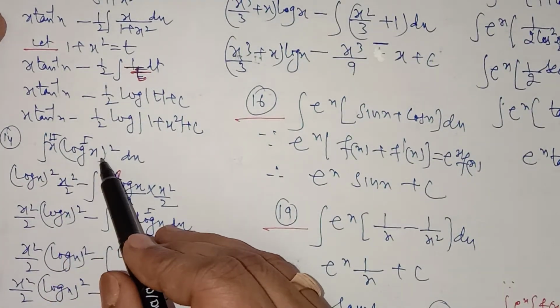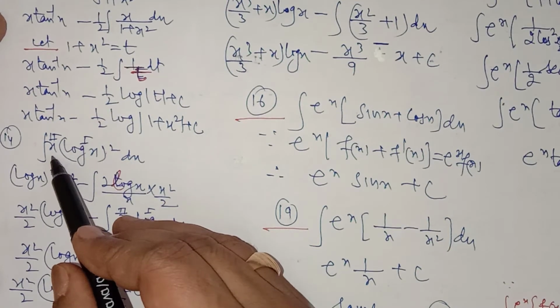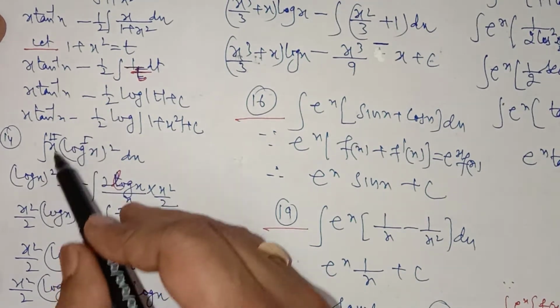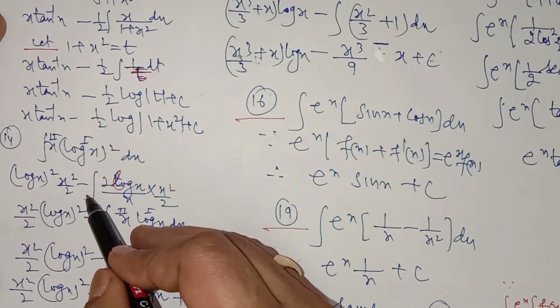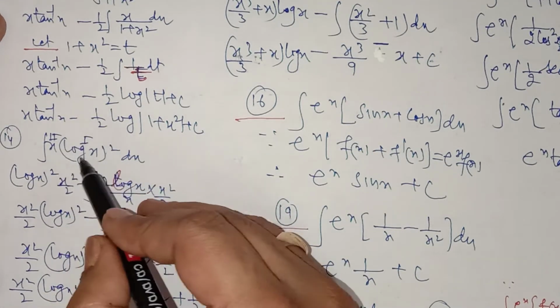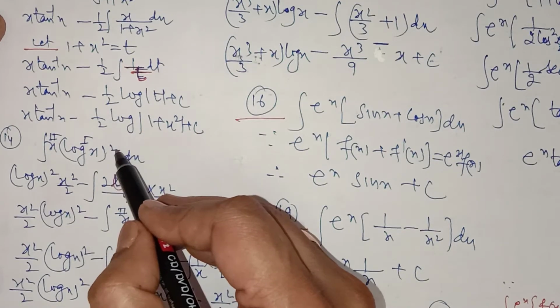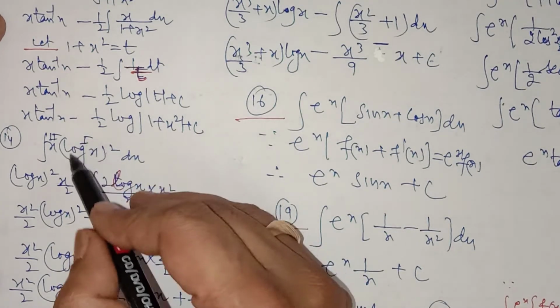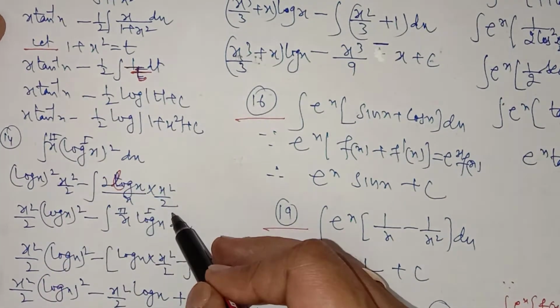Next is x into log x whole square. So the logarithm function you have to take first, and the algebraic function you have to take second. So first function as it is, integration of x, which is x square upon 2, minus derivative of the first. Be very careful, it is log x whole square. So you know how to differentiate it. Derivative of power, which is 2 log x, multiplied by the derivative of log x, which is 1 upon x, into integral of second, which is x square upon 2.